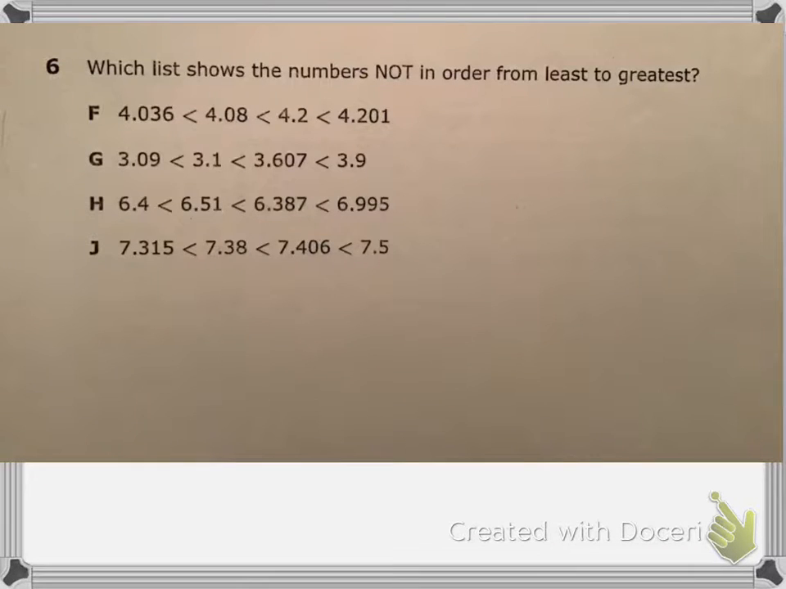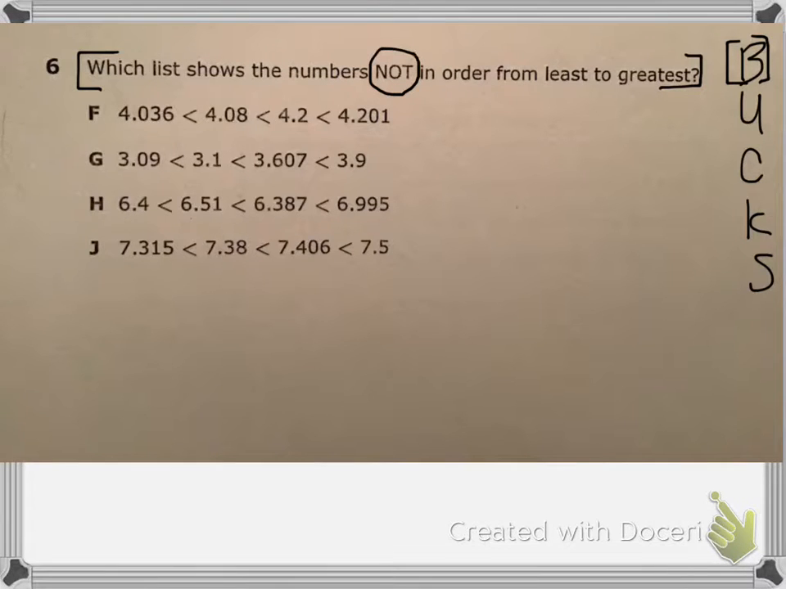Which list shows the numbers not in order from least to greatest? I'm going to go ahead and start this with bucks. We're going to bracket the question, which is the entire problem. Which list shows the numbers not in order from least to greatest? And then we need to underline and circle key words and important numbers.